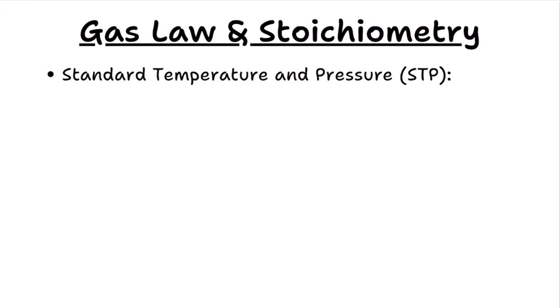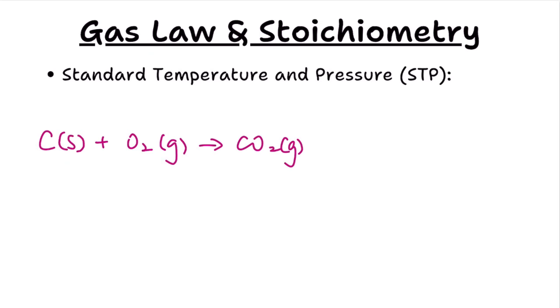Sometimes I can combine gas law and stoichiometry to figure out the number of moles or the volumes of one of the reactants or the products when gas is involved. For example, again, carbon in solid reacts with oxygen gas to produce carbon dioxide in gas. A lot of times it's going to give you certain conditions such as the temperature and the pressure. We use STP the most often.